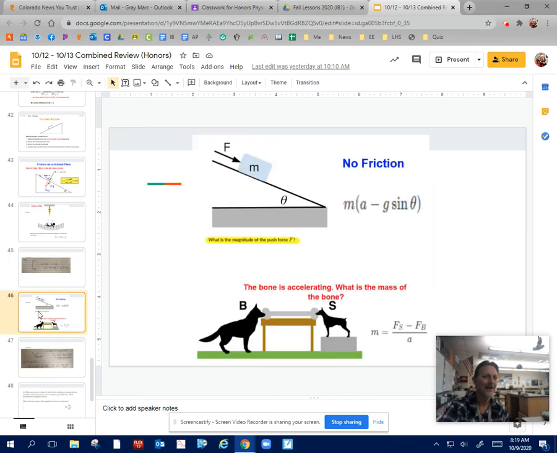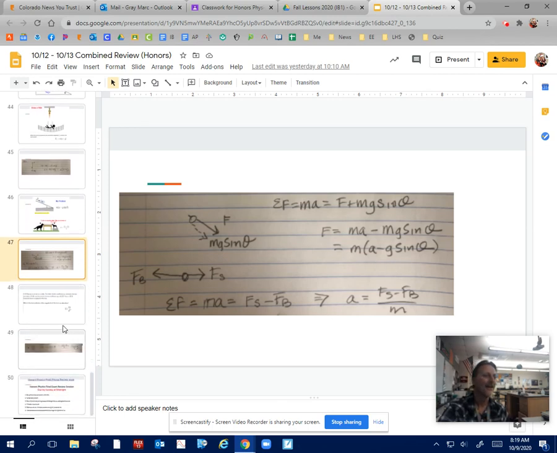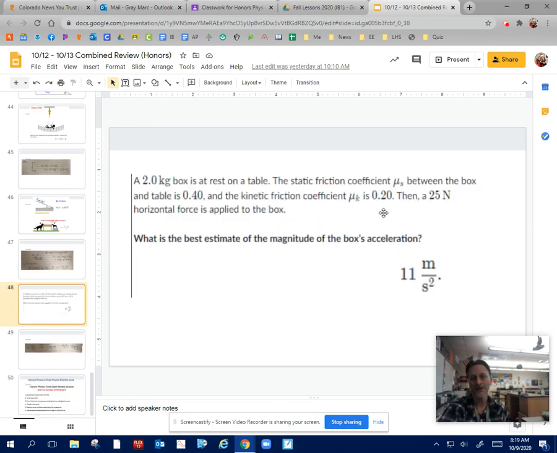I gave a couple more examples here, one on an inclined plane and one with two dogs fighting over a bone. Notice how I went ahead and just drew the free body diagrams, did the sum of forces equation, and came up with a final answer. And then the last one is using the coefficient of friction.